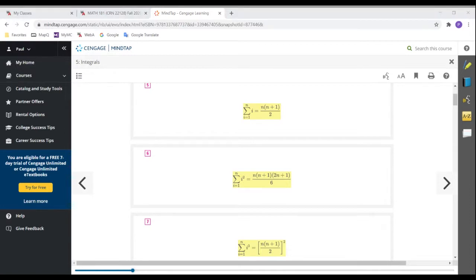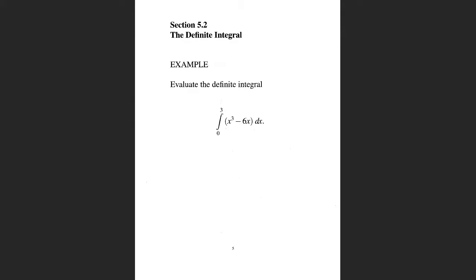Okay, let's go ahead and get to an example here. The example I'm going to do with you is the second example from the textbook, but I want to do it with you a little bit formally. So let me give you a moment to copy this example down. Section 5.2.